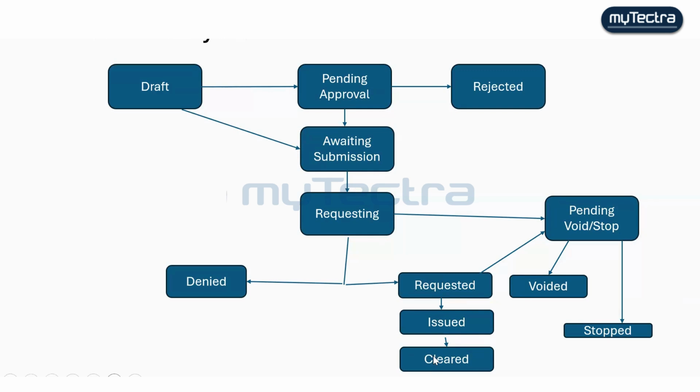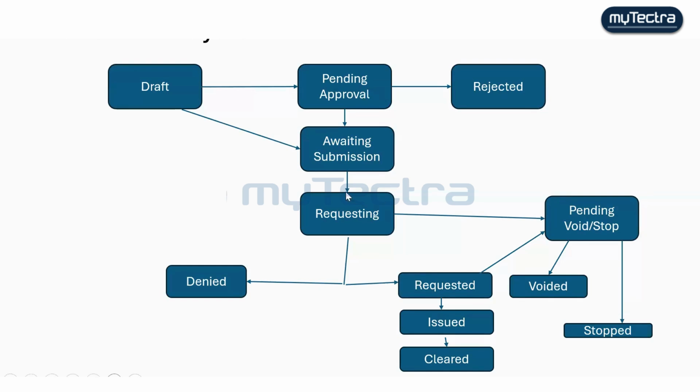When you are in pending approval or awaiting submission, you cannot void the check. You can only delete the check. You cannot have the void check concept. You will not have the void button. You will simply delete the check.